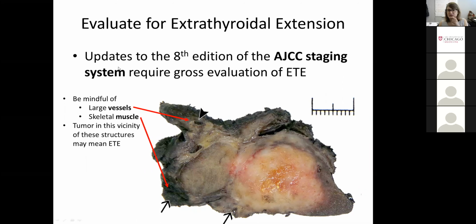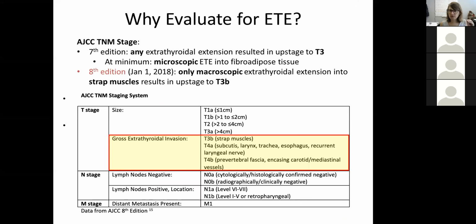All right. Updates to the 8th edition of the AJCC staging system require gross examination of extrathyroidal extension in order to up the stage. So what does gross extrathyroidal extension look like? Look for large vessels, look for skeletal muscle. If the surgeon took a wide margin, that probably means he or she had a hard time getting the thyroid out and it was stuck to those structures, and it probably implies gross extrathyroidal extension.